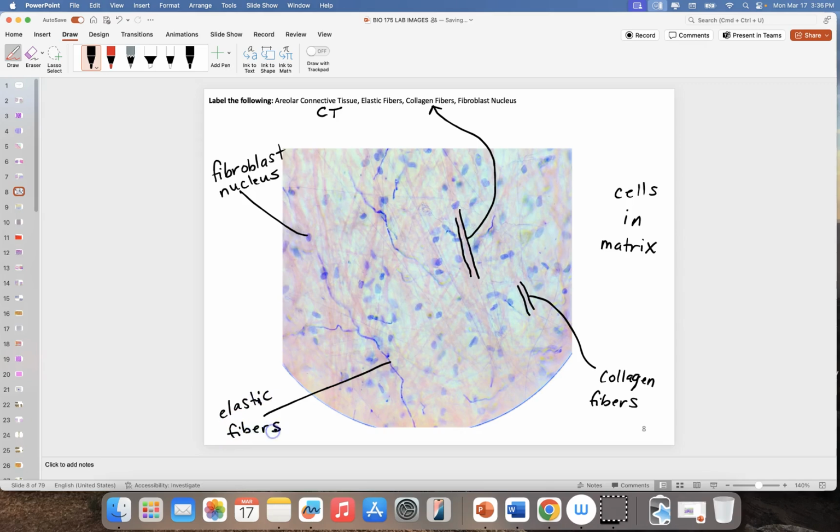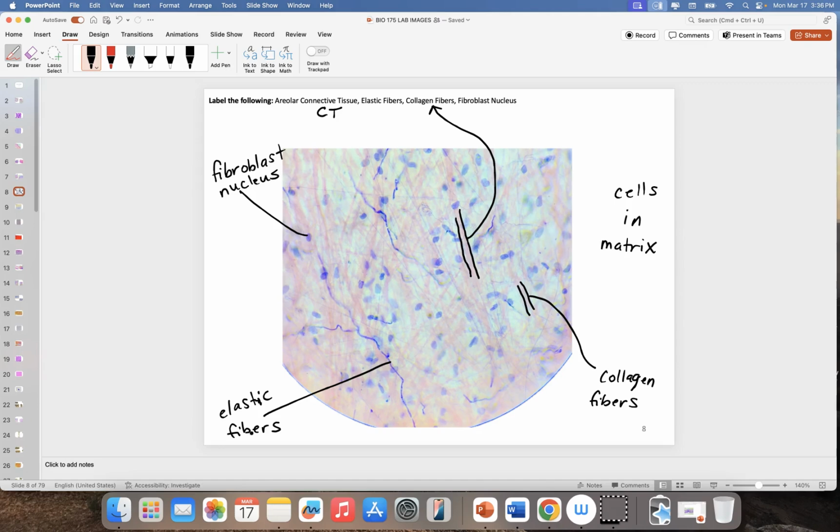And I think this tissue looks just kind of like a hot mess. The cells are scattered everywhere. The fibers are just going every which way. And that's how I always like to identify this tissue. I call it the hot mess tissue.